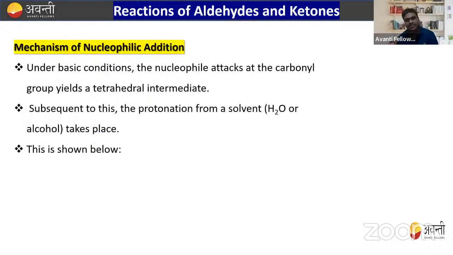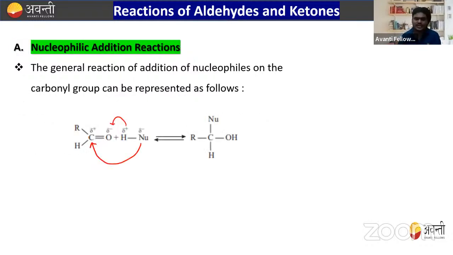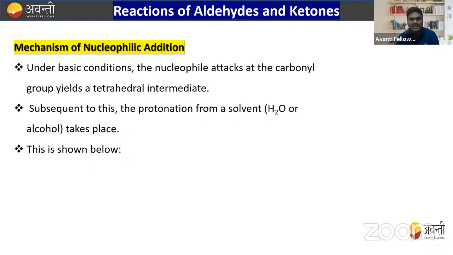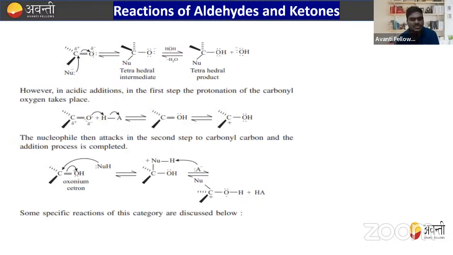Now, what is the mechanism of this nucleophilic addition reaction? Under basic conditions, the nucleophile attacks the carbonyl group and yields a tetrahedral intermediate. Subsequent to this, protonation from the solvent, such as H2O or alcohol, takes place. This is shown below. For example, as soon as the nucleophile attacks this carbon, we get the formation of a tetrahedral intermediate.